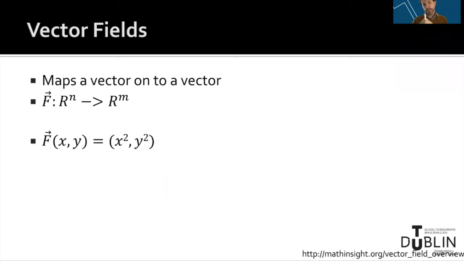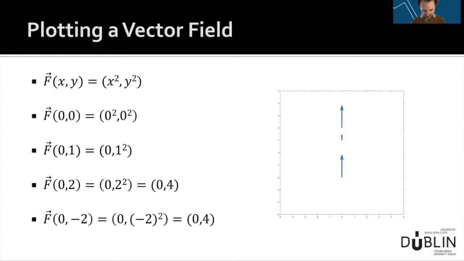A vector field maps from n dimensions to m dimensions, but the easiest way to think about it is just from 2 dimensions to 2 dimensions, 3 dimensions to 3 dimensions. So here we have an example of f maps using the mapping x squared, y squared. So what does that look like? So what I do is I put in different values of x and y and get out a position.